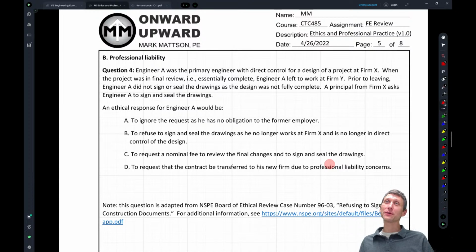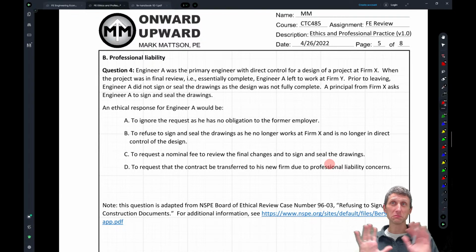Engineer A was the primary engineer with direct control for a design project at firm X. So engineer A is in charge. He's making the decisions. But then he finds a better job. Could this happen? When the project's in final review, essentially complete, they're 95% complete. They have a couple little details to finish up. He leaves to work at firm Y.